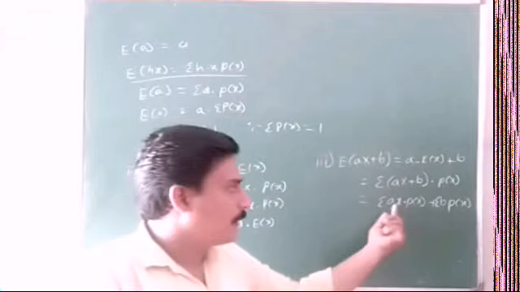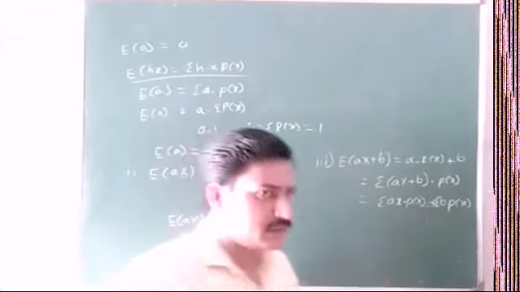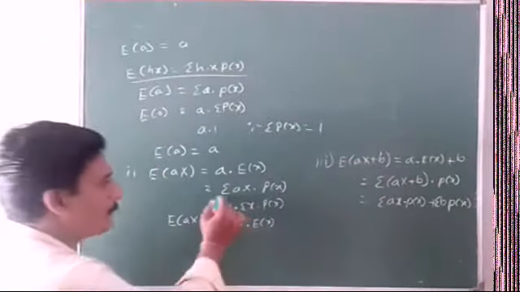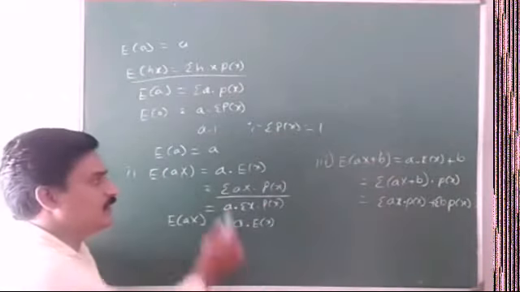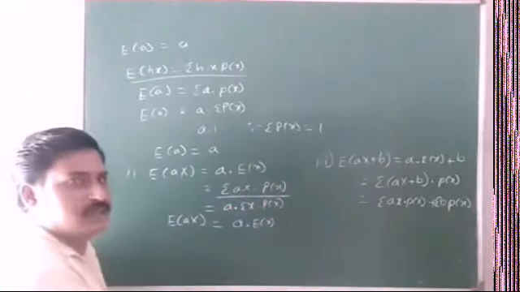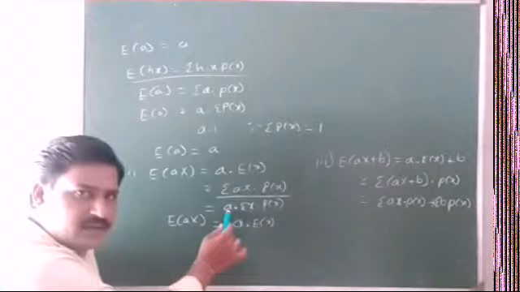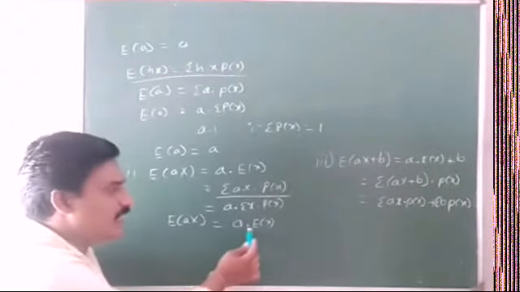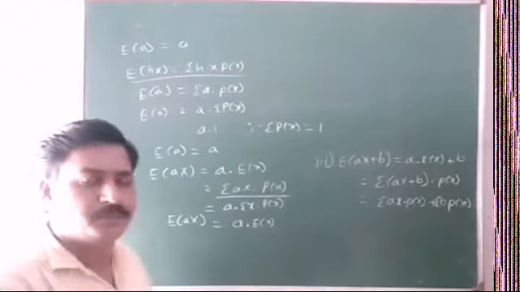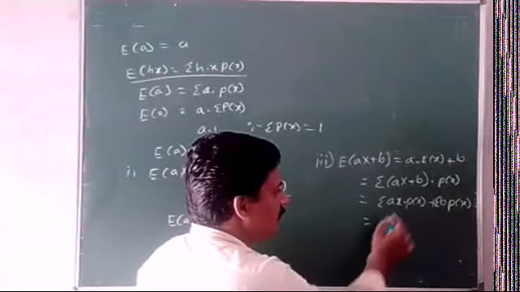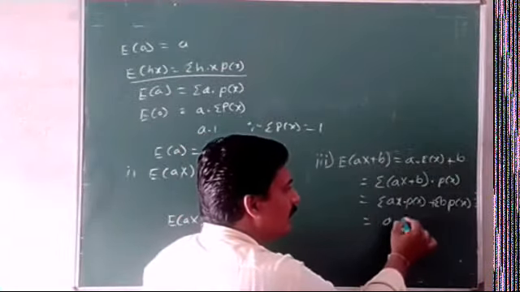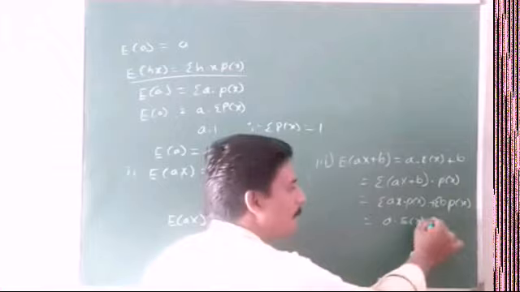Then AX into P of X, which is there already here. Summation AX into P of X. So the constant A we have taken outside here. So it becomes A into E of X. So this becomes what here? A into E of X plus.